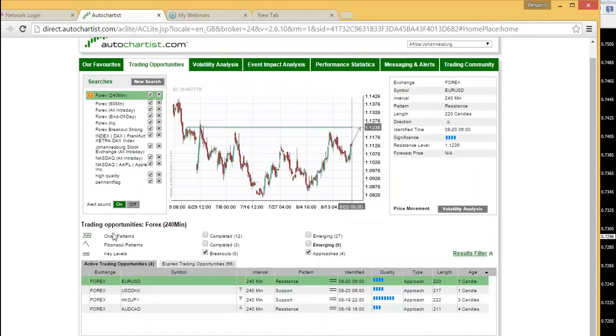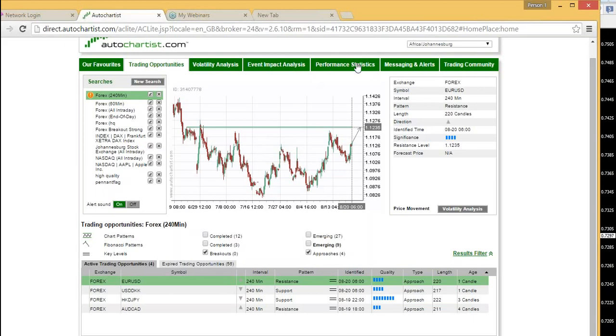And key levels are similar to chart patterns in that they have a support and resistance level, and you have a target area. The only difference is that they are horizontal lines and they're drawn straight across. And for these, there are approaches and breakouts, and we do have performance stats for these types of patterns. So really the only performance stats that we don't have are for Fibonacci patterns and emerging chart patterns. The rest we all have performance statistics for.